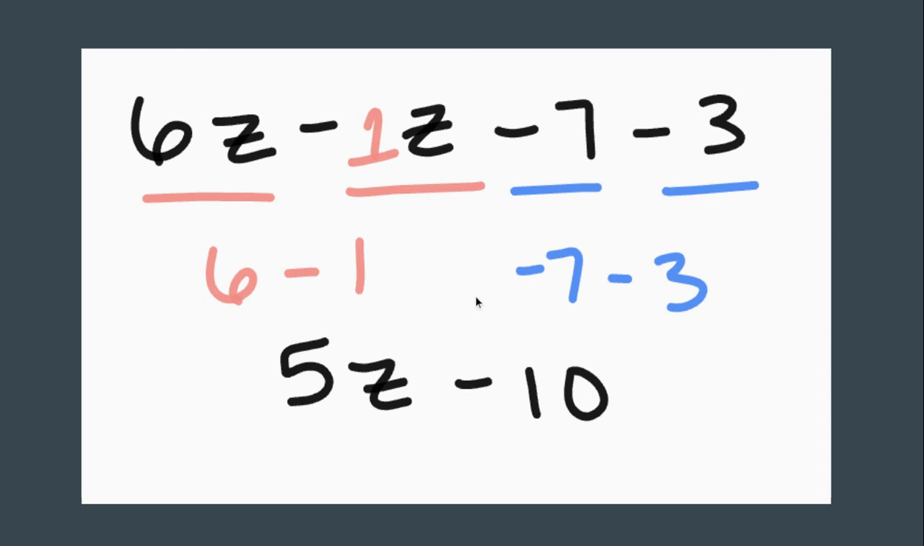As you can see, we just took the coefficients and did the math with the coefficients and brought the z down. And then for our non-variable terms, we have a negative 7 and a negative 3, which we're going to end up with a negative 10. And now we're left with a variable term and a non-variable term, so obviously we can't combine them at all without knowing the value of z.